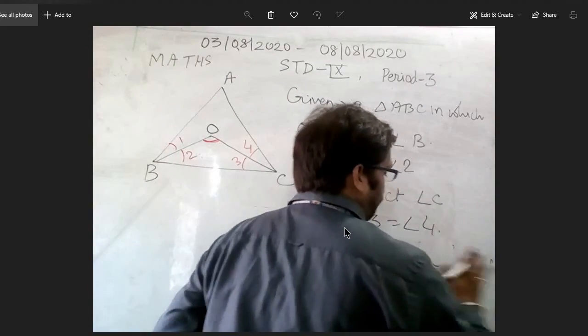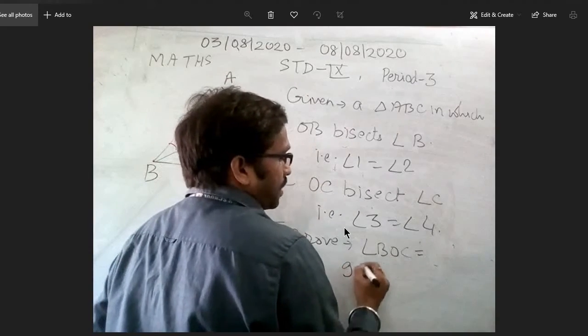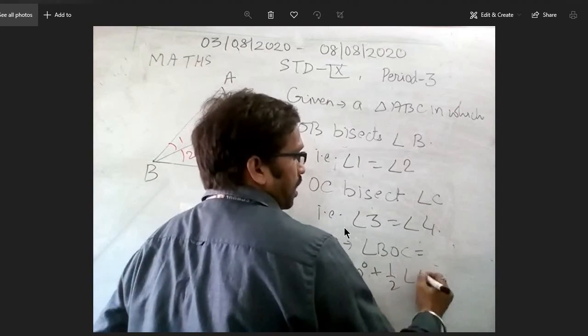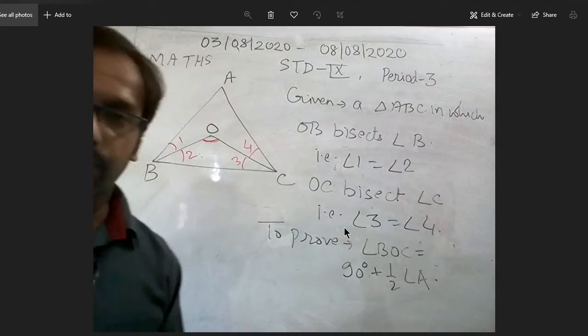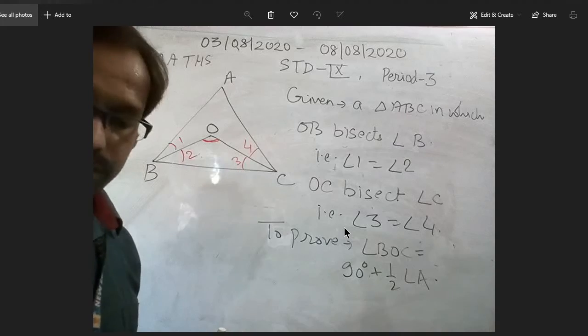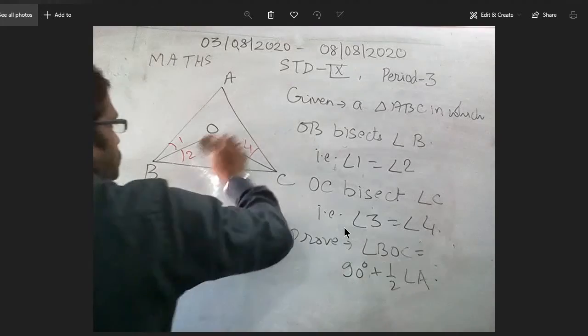So let us start this. Angle BOC is 90 degrees plus half of angle A. Now we are going to start the solution part. So understand very nicely. See this very nicely here.